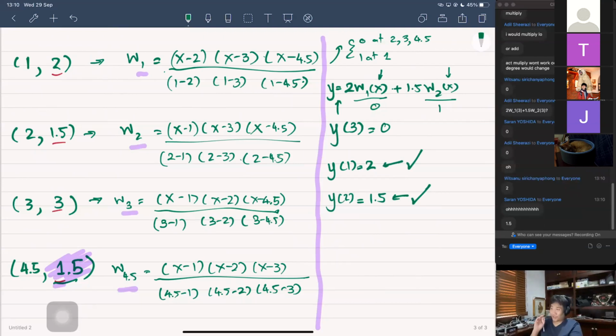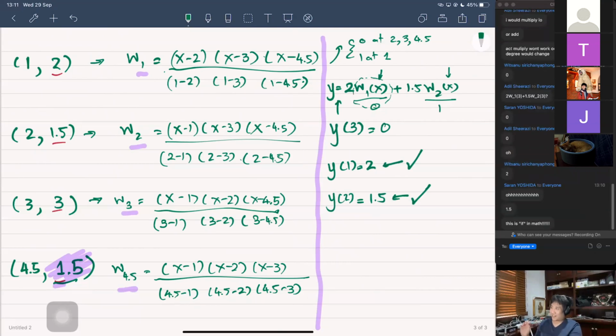We good? The reason that I want W to be 0 at all the other points is so that when you add them up, they do not interfere with each other. Someone with me though? This is very clever.